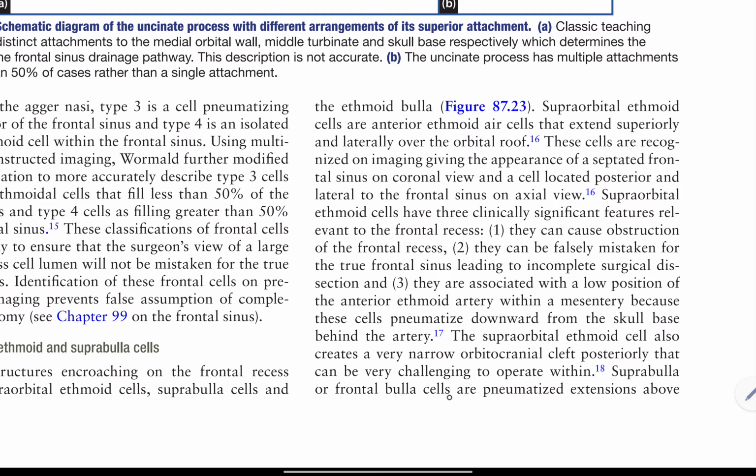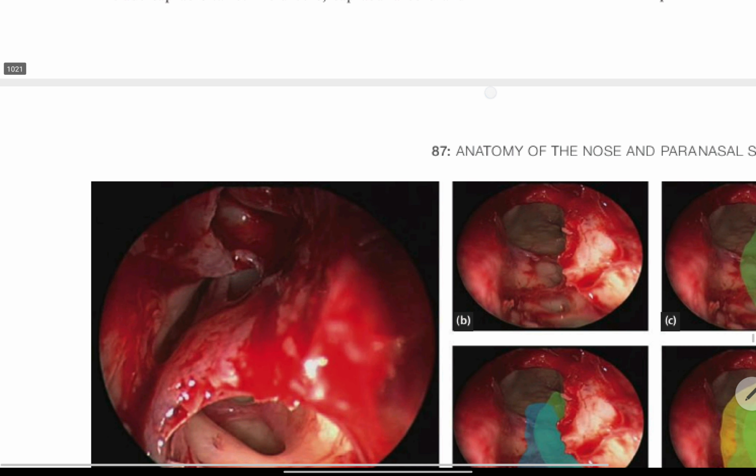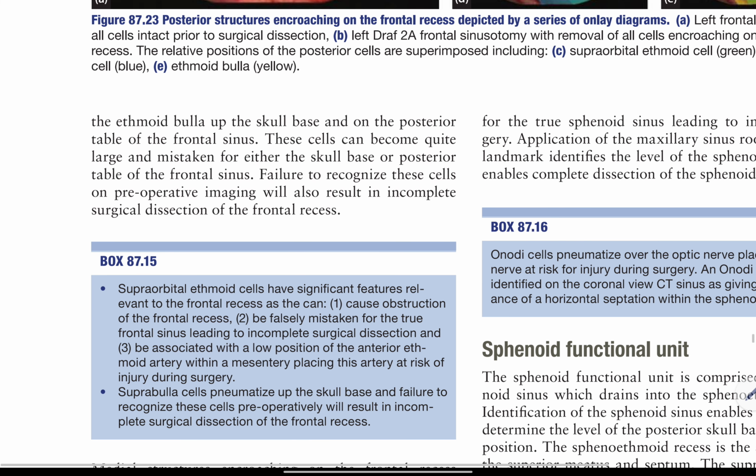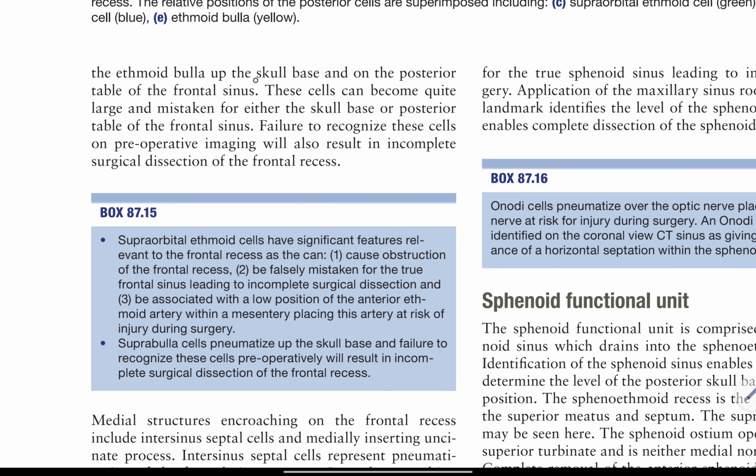Suprabulla or frontal bulla cells are pneumatized extensions above the ethmoid bulla up the skull base and on the posterior table of the frontal sinus. These cells can become quite large and mistaken for either the skull base or the posterior table of the frontal sinus. Failure to recognize these cells on preoperative imaging will also result in incomplete surgical dissection of the frontal recess.